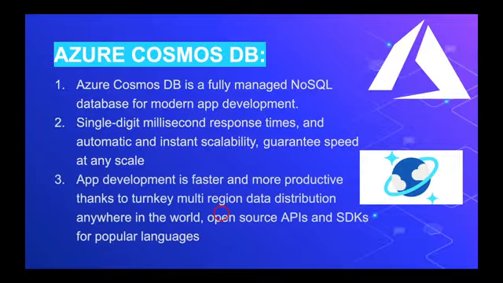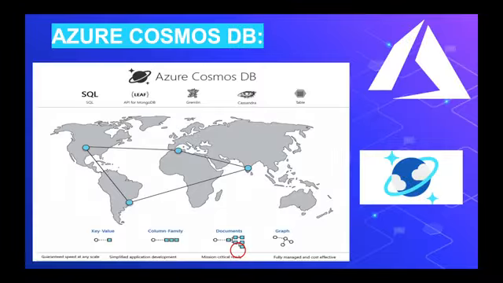Application development is faster and more productive thanks to turnkey multi-region data distribution, so that it is available anywhere in the world. It supports open source APIs and SDKs for popular languages as well, guys. So this is turnkey distribution management. If you observe here, we have multiple regions available anywhere in the world in the graph.